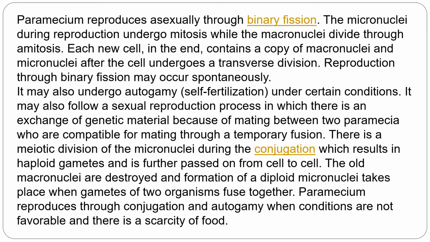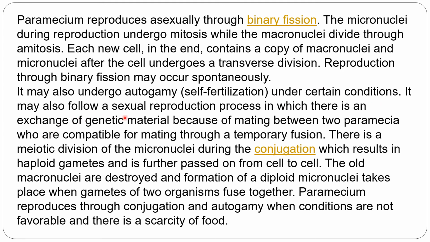Paramecium reproduce asexually through binary fission. The micronuclei during reproduction undergo mitosis while the macronuclei divide through amitosis. Each new cell in the end contains a copy of macronuclei and micronuclei. After the cell undergoes a transverse division, reproduction through binary fission may occur spontaneously. It may also undergo autogamy, self-fertilization, under certain conditions.